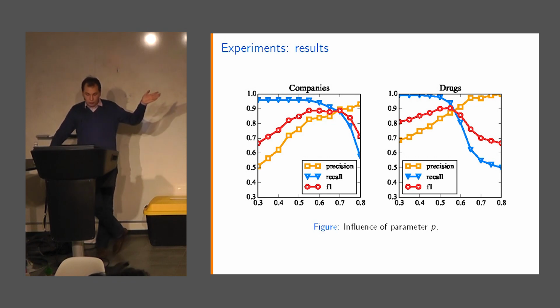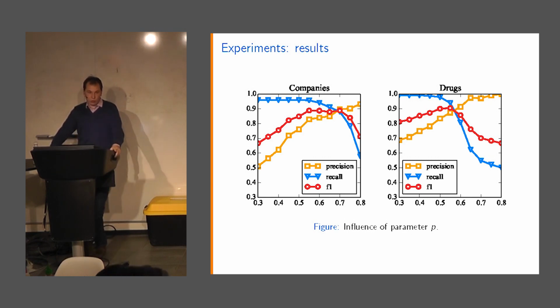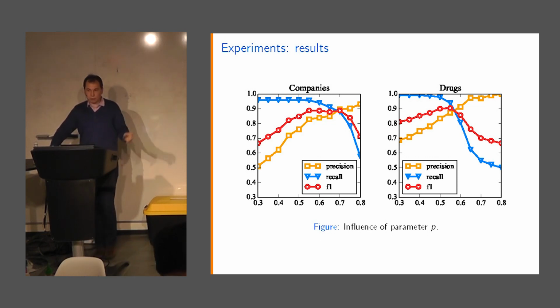But actually, the good thing is the optimal P is almost the same for the two classes, and it almost corresponds to the actual percentage of mentions that should be classified as other. So that means that if you know the percentage of named entities that should be classified as other, you can set P that way, at least on that data set.